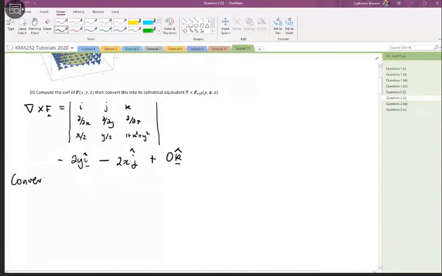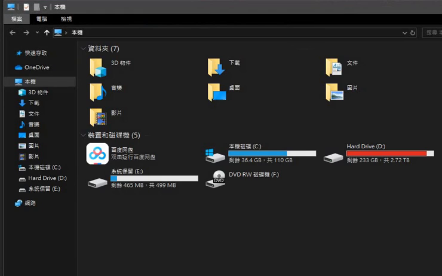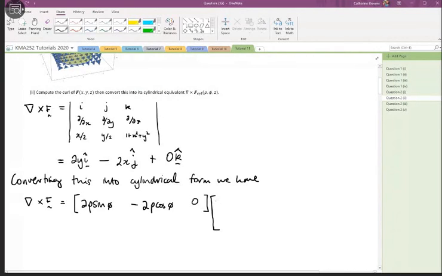And then converting that into cylindrical form, I'm just going to do the same thing as I did when I converted the vector field itself into the cylindrical form. So we have 2y, which is 2 rho sine phi. We have minus 2x, which is minus 2 rho cos phi, and 0. And then we use the same transformation matrix from the first page.